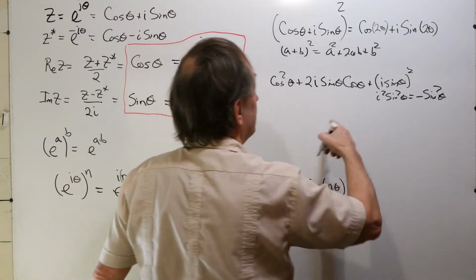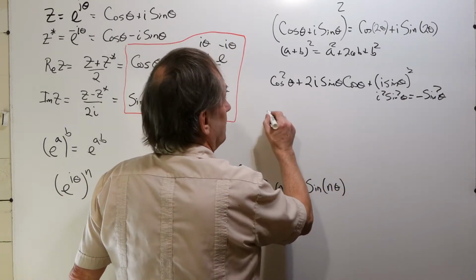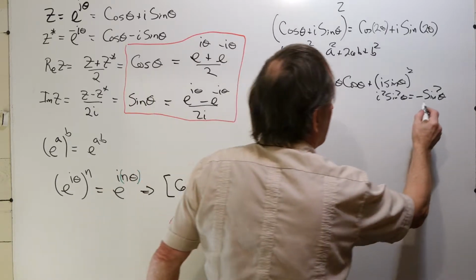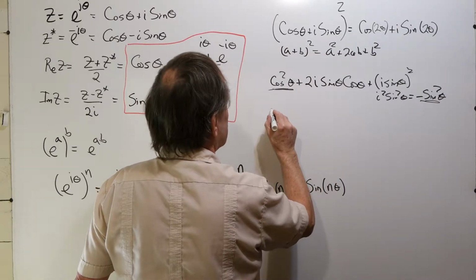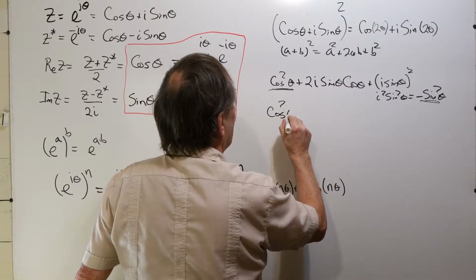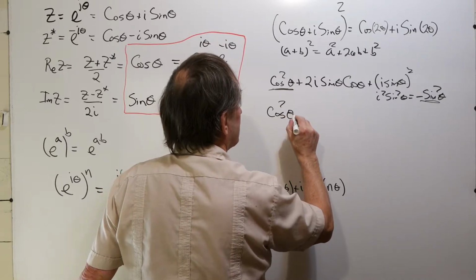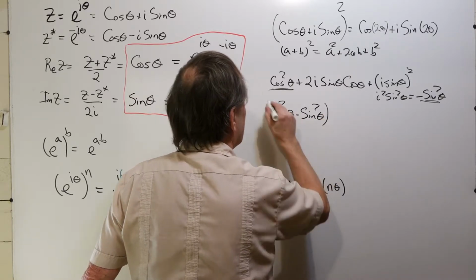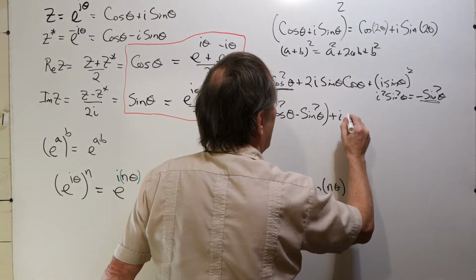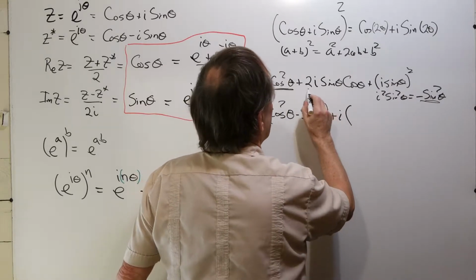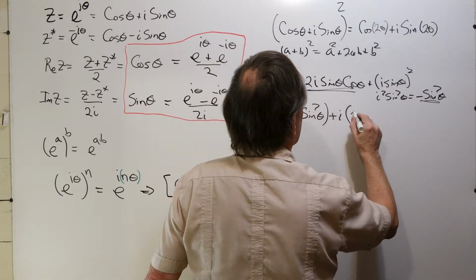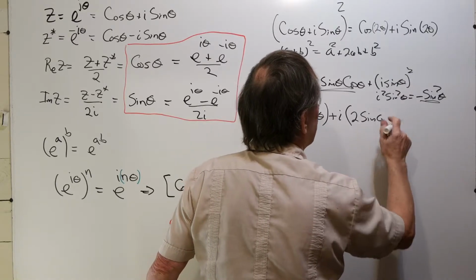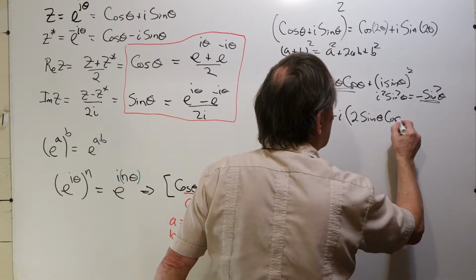So let's put everything in here. We have two real numbers, cosine squared and minus sine squared. So this forms the real part of the complex number: cosine squared theta minus sine squared theta. And then we have plus i times, and here is the imaginary part, 2 times the sine of theta times the cosine of theta.